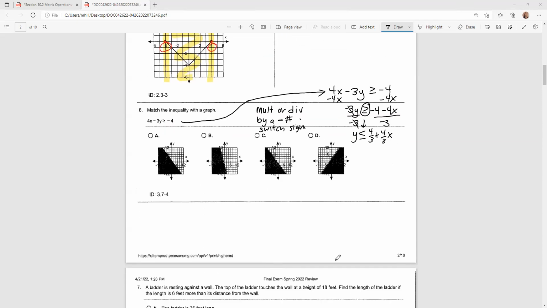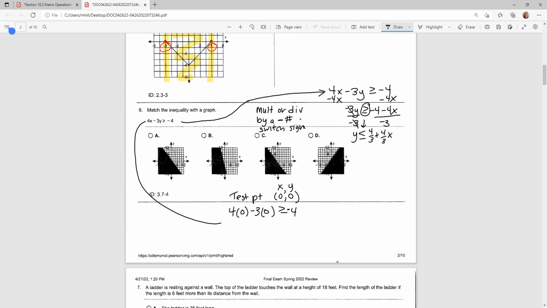But if I didn't, and there was one that I needed to do, what I would need to do is pick a test point. And we really like to use the point 0, 0. So X is 0 and Y is 0 to figure out what part of the graph we shade in. We use the inequality that we started out with and plug in our test point and see if it's true or false, right? See if 0, 0 is supposed to be shaded in or not.